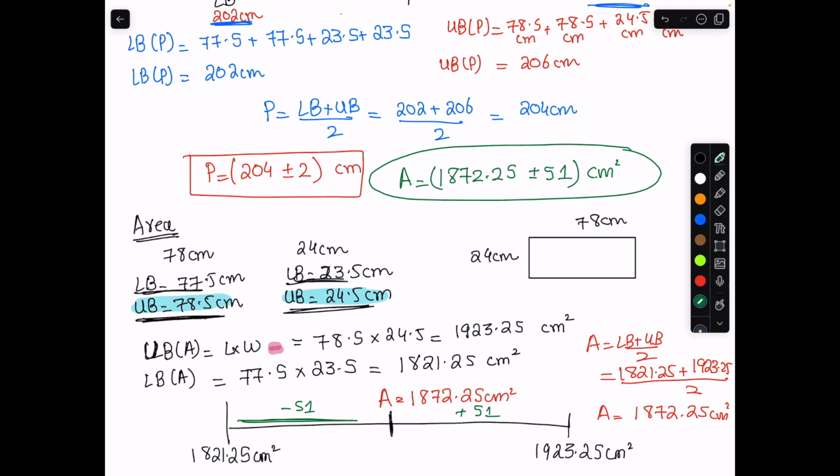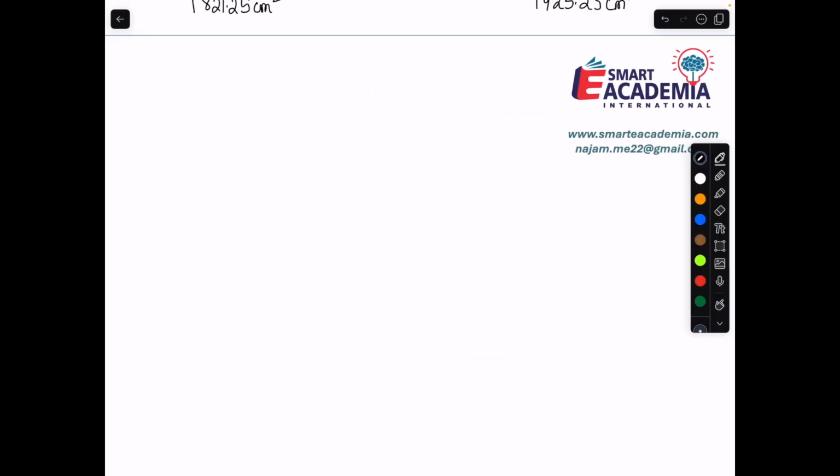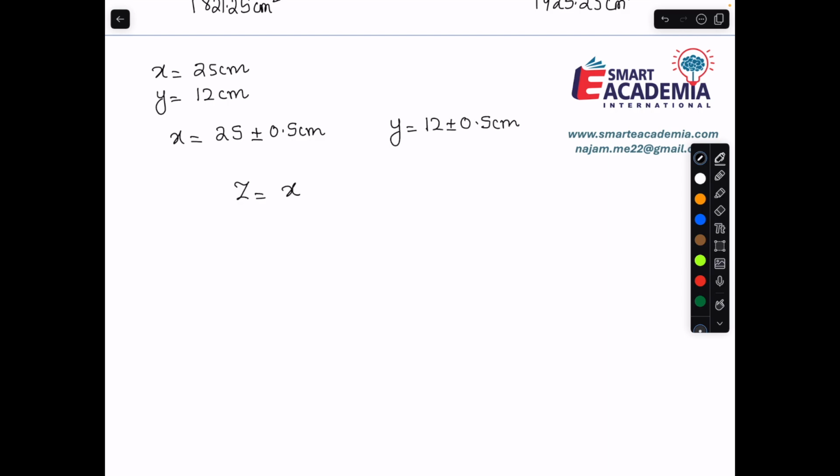So you need to be very much aware that these are the rules for how you are going to calculate the area. In some cases, you have to think out of the box as well. Let's say I measure x as 25 centimeters, and I'll measure y as 12 centimeters. So using the same logic, I know that x is 25 plus minus 0.5 centimeters. And similarly, y is 12 plus minus 0.5 centimeters. Let's say I have a quantity z, which is basically x minus y.